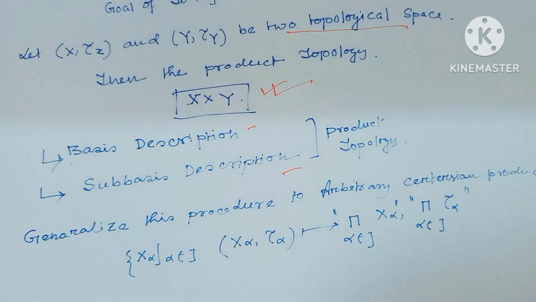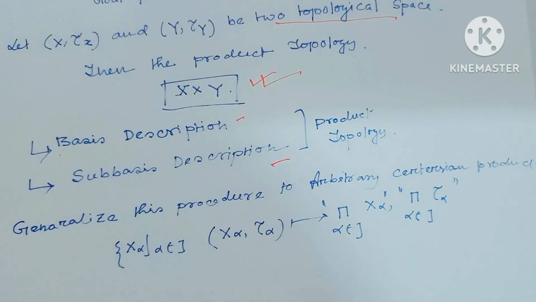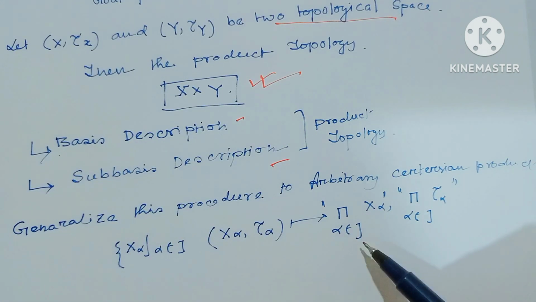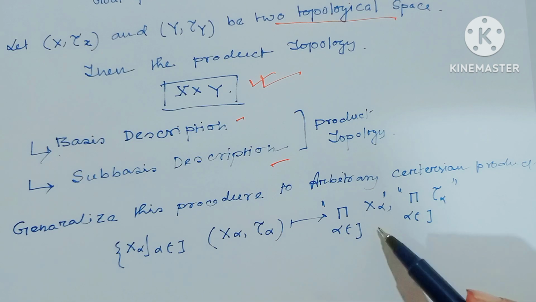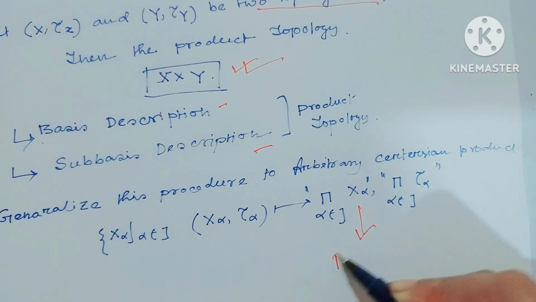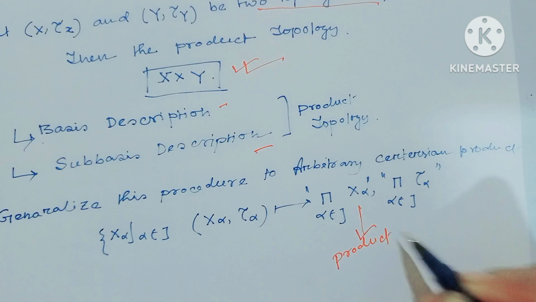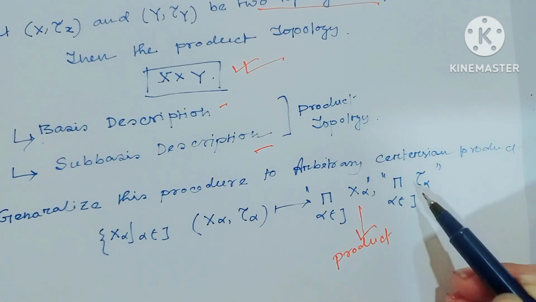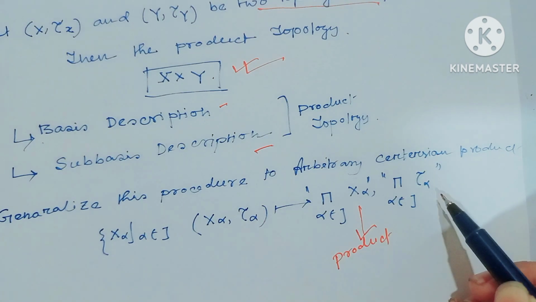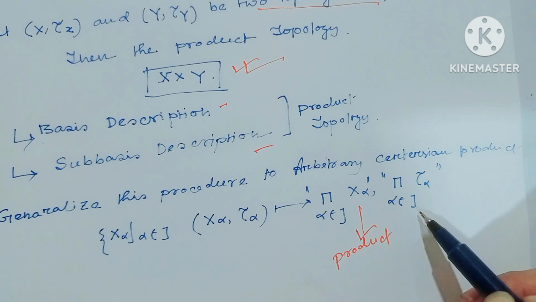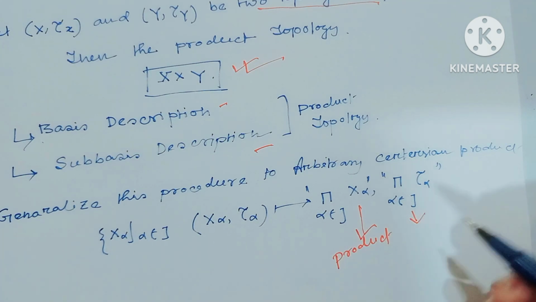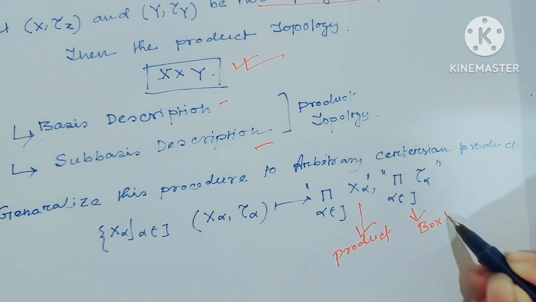Consider X alpha where alpha belongs to J, because here the arbitrary Cartesian product J is the index. Then X alpha, tau alpha. Product of alpha belongs to J X alpha. This is product topology. And infinite product of tau alpha, where this alpha belongs to J. This is the box topology.